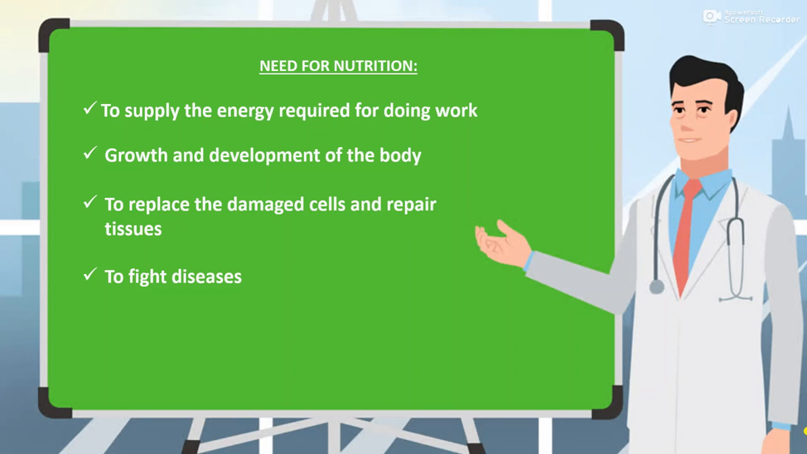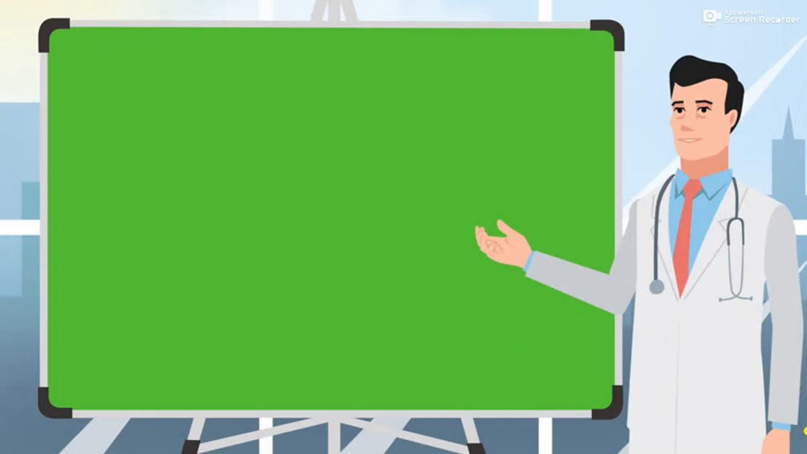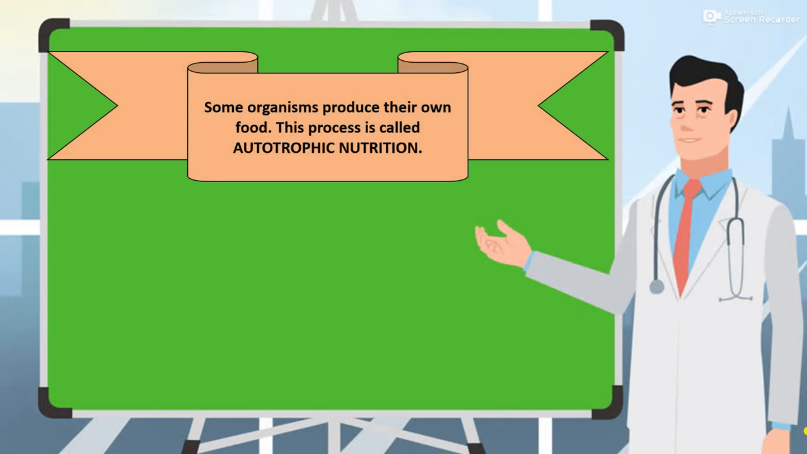Moving from the need for nutrition, we next come to the modes of nutrition. Modes of nutrition are basically the process by which living organisms produce their food or consume their food. So, there are 2 modes of nutrition. The first is autotrophic nutrition. It is a process by which some living organisms produce their own food.